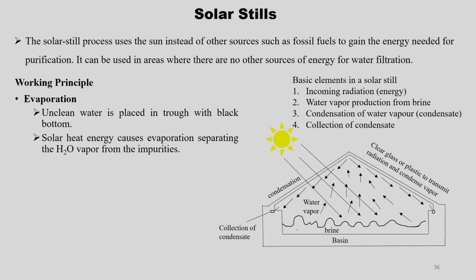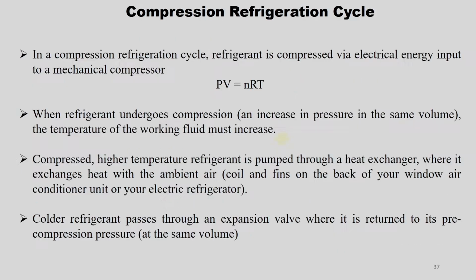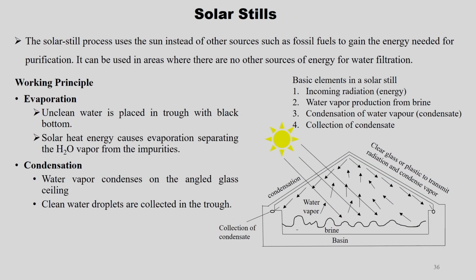The second major application is the solar still. It is being used for water purification. The solar still process uses the sun instead of other sources such as fossil fuels to gain the energy needed for purification. It can be used in areas where there are no sources of energy for water filtration. The basic elements are incoming solar radiation, water vapor production from brine, and condensation of water vapor. So, this is the pure water and collection of condensate.